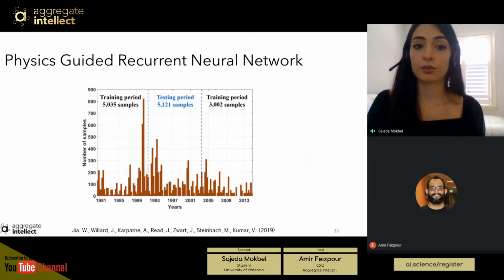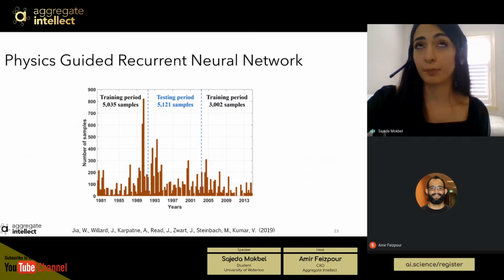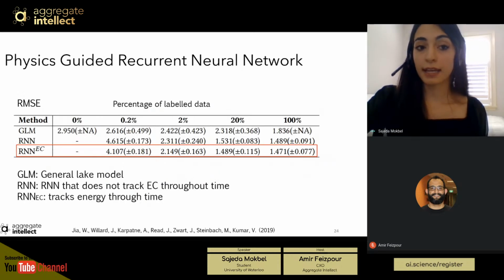And this is sort of where they get their observed data. So they take training samples from different time periods as well as testing samples. So it ranges over many years. So this is their sparse observed data that they use. And they have pretty good results.